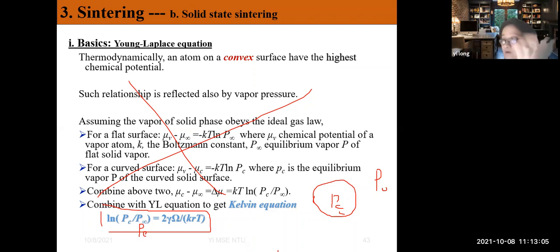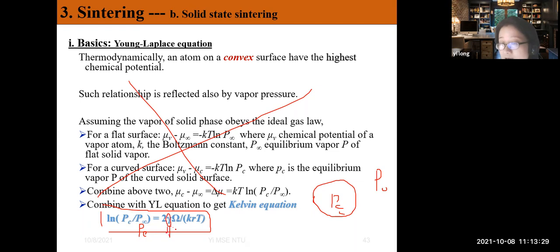You don't have shape. Okay, so the key thing for this sintering is about particle size. Every time you have a shape, like a spherical shape, you have a radius, and then everything changes. The pressure is going to change. So this P_C over P_infinity is actually equal to 2 gamma.